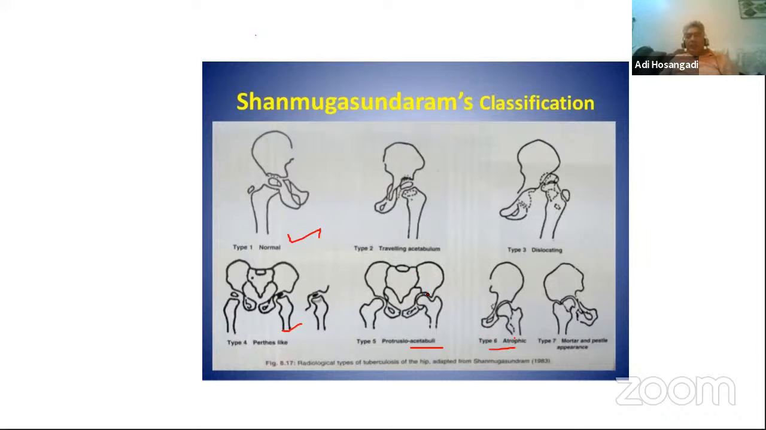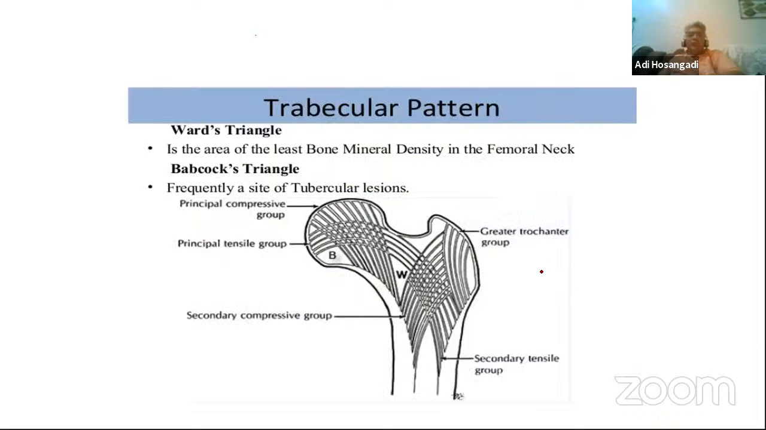The remaining 3 types are problems with the acetabulum. So what are those? Traveling acetabulum, where the acetabulum is very, very wide. In fact, traveling acetabulum is a misnomer. It is the head which is traveling, which is wandering. This is called the traveling or wandering acetabulum type. The head is wandering from the inferior to the superior aspect. Then comes your protrusio type, dislocating, and mortar and pestle. I'll show you the diagram in subsequent slides, then you'll remember forever.